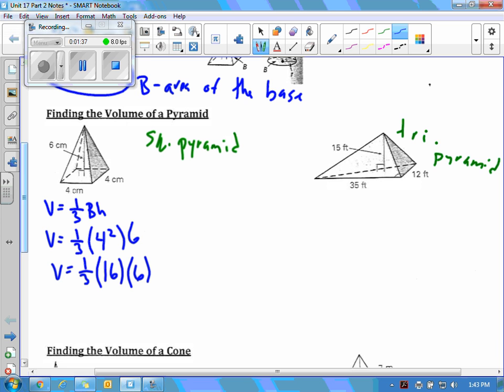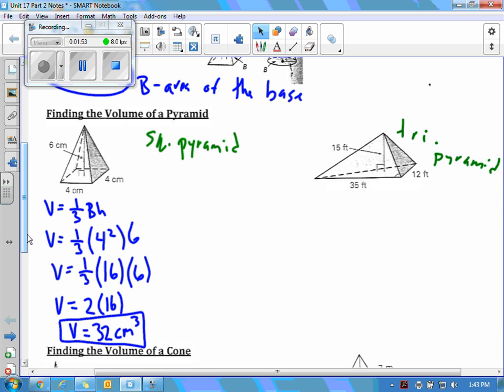If I wanted to work this out in my head, I could take 1/3 of 6, and that would give me 2. So I can do 2 times 16. That would give me 32 centimeters. And then we're doing volume, so it's going to be cubed: 32 centimeters cubed.